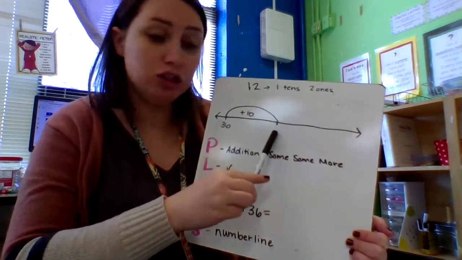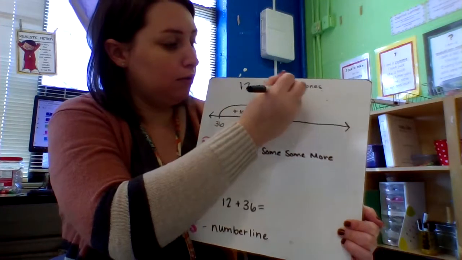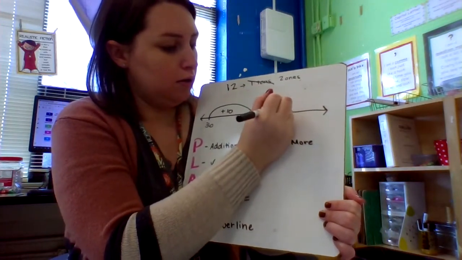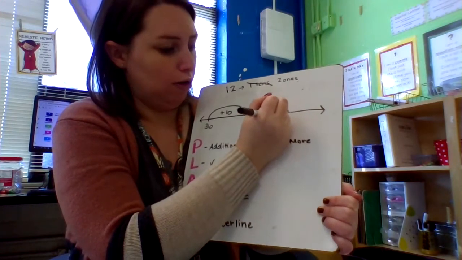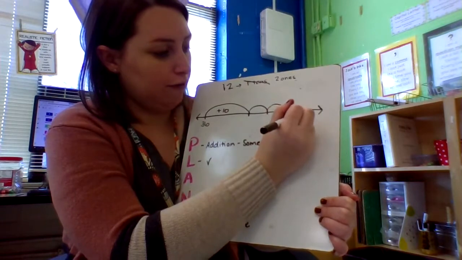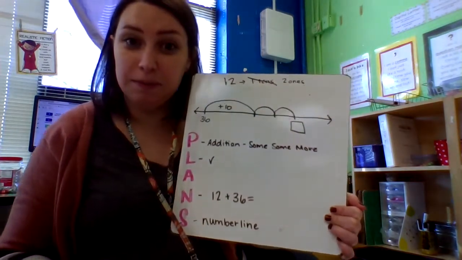Am I done drawing jumps? No, I need to draw my ones as well. So let's draw my ones. 1, 2. And draw my little lines so I know what to do. This will be my final answer. And I'll go back down here and fill it in just a minute.